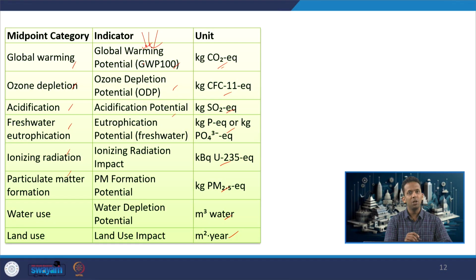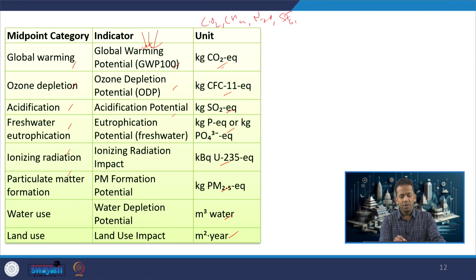Like global warming potential, it can be due to different greenhouse gases, it can be CO2, methane, N2O, SF6, chlorofluorocarbons. So, all those greenhouse gases can contribute to global warming potential. This 100 stands for a 100 year time reference.